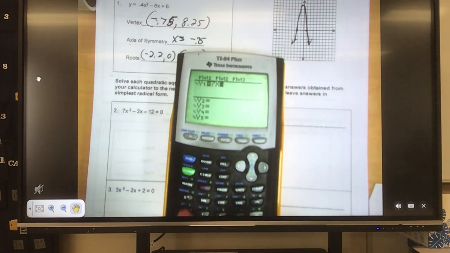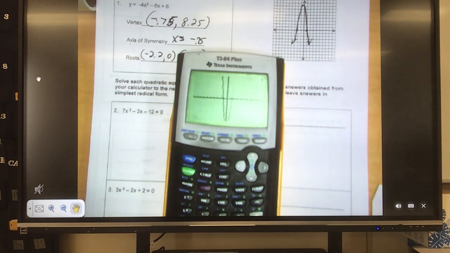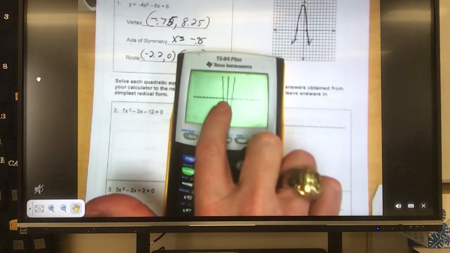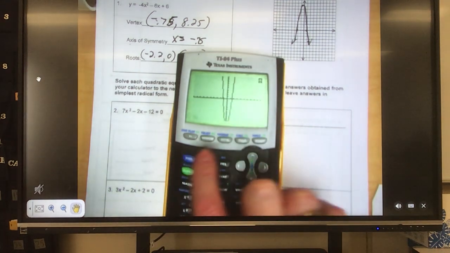7x squared minus 2x minus 12. Graph it, fingers crossed. Boom! We don't need it. So we find these two zeros, those two x values. The x's are my answers.